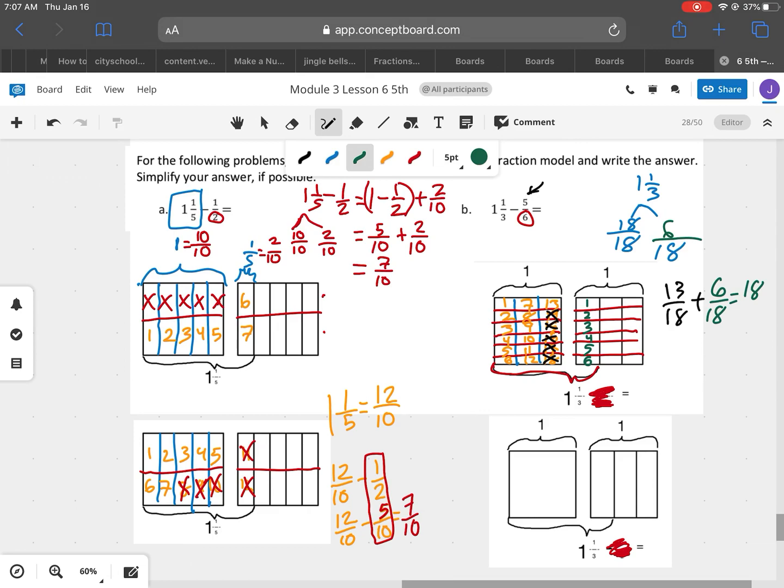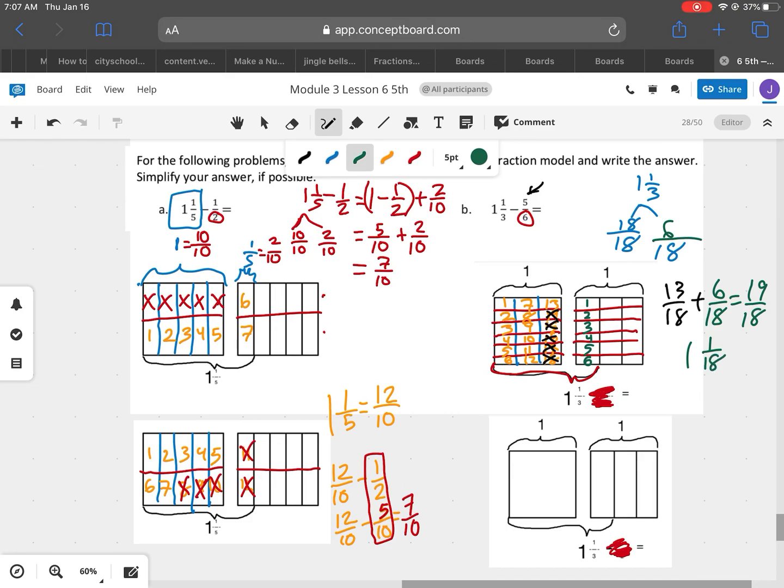Oh, sorry, we're not subtracting 6 18ths. We're subtracting 5 18ths. We subtracted 5, so 13 18ths plus 6 18ths. Oh, I was right. I was just adding wrong. It is 19 18ths. I'm early in the morning right now. Which hopefully you see is 1 and 1 18th.